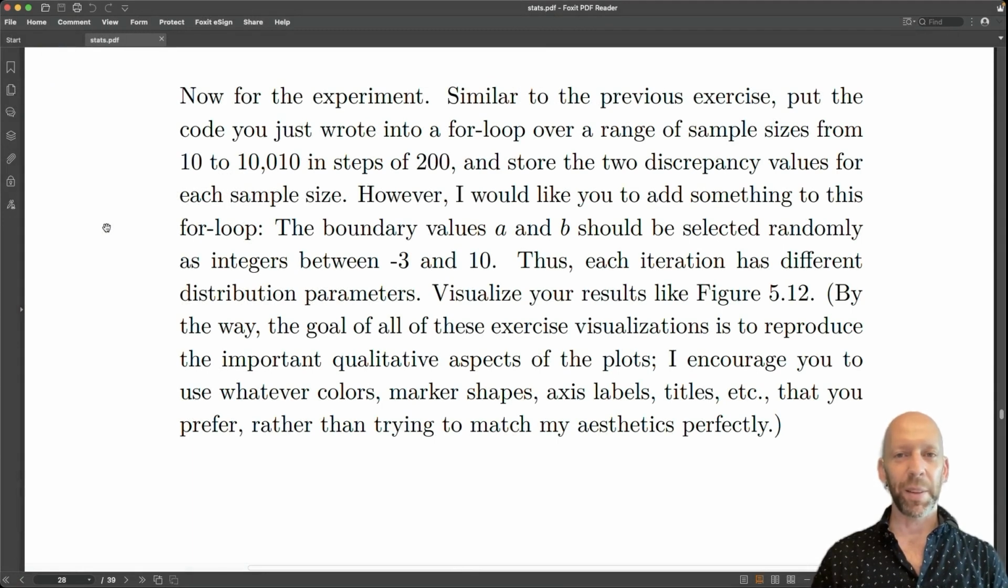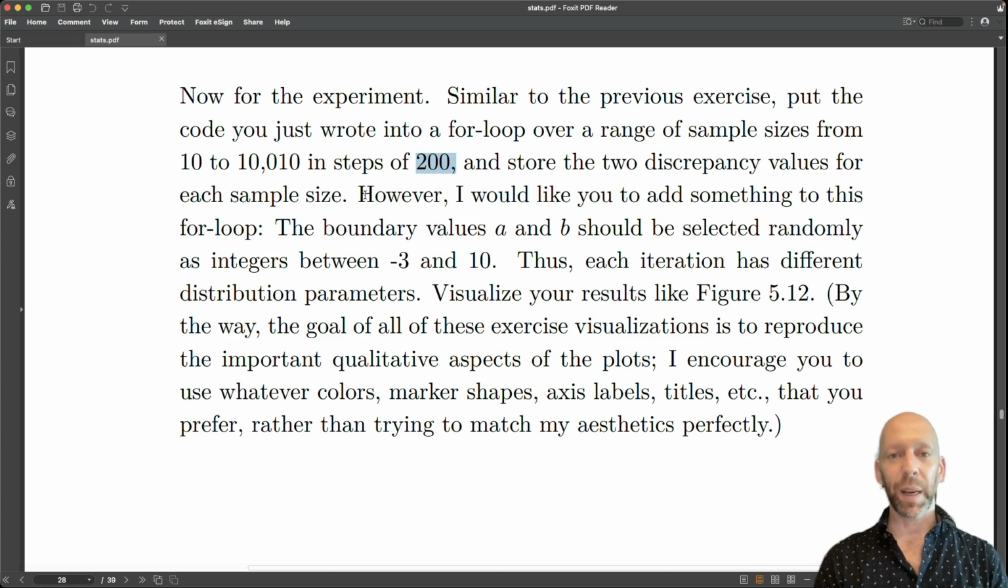Now for the experiment. You see that I set up a lot of exercises in a similar fashion, where I first ask you to write a little bit of code to give you some qualitative grasp on the concepts that I want to illustrate. And then we take that code and embed it into some kind of a for loop to run an experiment. So take the code you just wrote where we generate a uniform distribution and compute the discrepancy between the empirical and analytic mean and the empirical and analytic variance in a for loop ranging over sample sizes from 10 to 10,000 in steps of 200. So that's really similar.